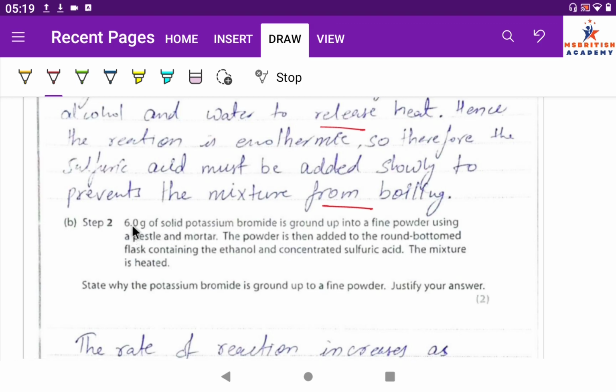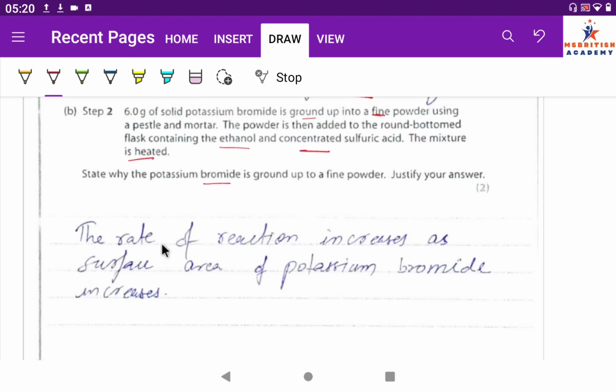Now the step 2, 6 gram of solid potassium bromide is ground up into a fine powder using a pestle and mortar. The powder is then added to the round bottom flask containing the ethanol and concentrated sulfuric acid. The mixture is heated. State why the potassium bromide is ground up to a fine powder. Justify your answer. Because the rate of reaction increases as the surface area of potassium bromide increases.